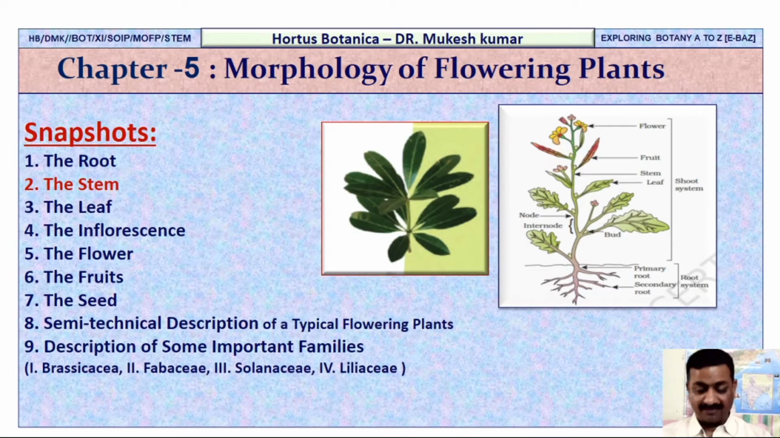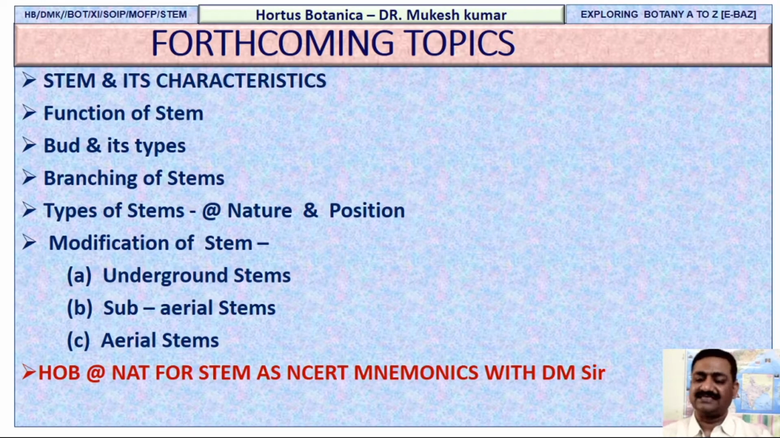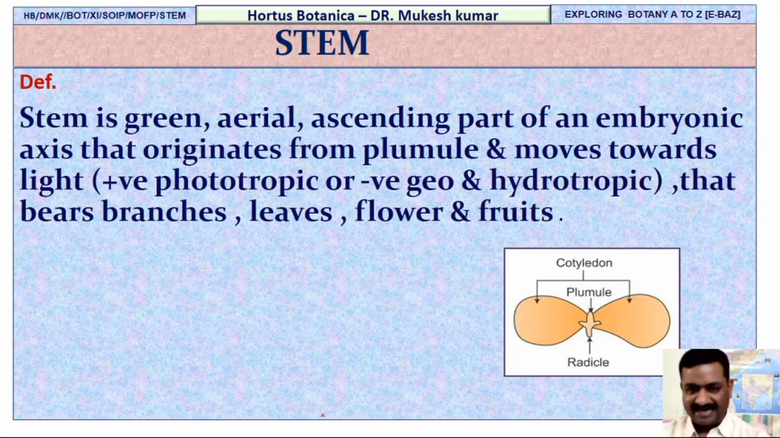This is the morphology synopsis, and this is all about the stem. First we have to study the stem, its characteristics and function. Today we will study this. In the next lecture we will study bud and branching, types of stem, its position and nature, and then modification of stem. And last but not least, all the mnemonics to learn NCERT examples as well as their types.